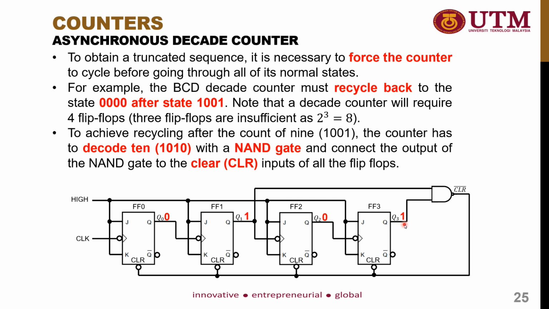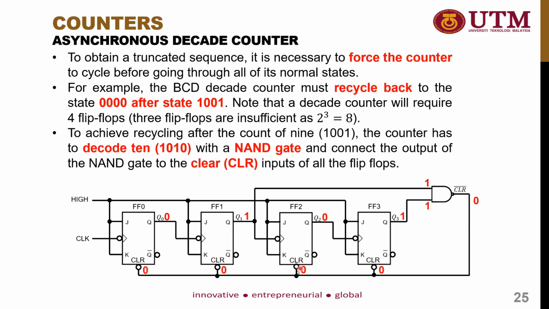So when the output of the counter is 1010, the pins connected to the NAND gate, which are from Q3 and Q1, will be connected to the NAND gate. So 1 multiplied by 1 equals 1, and then we complement because it is a NAND gate, so we will get the output of 0. So the output of 0 will travel to each CLR pin which is connected to each flip-flop.